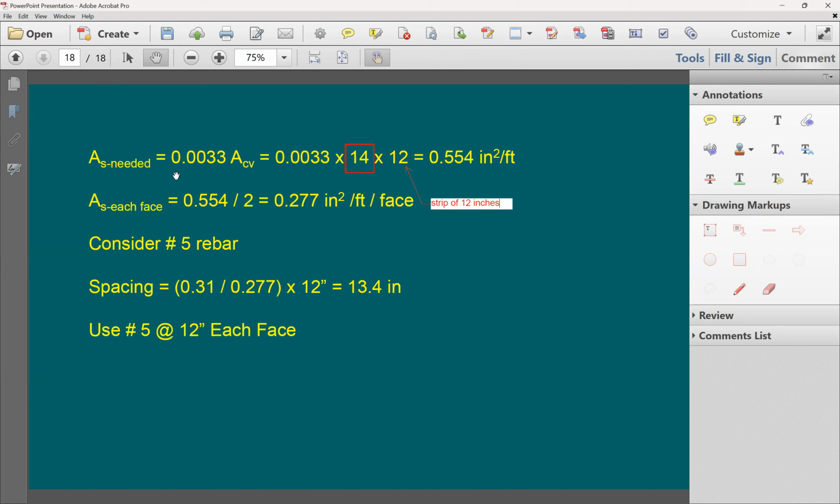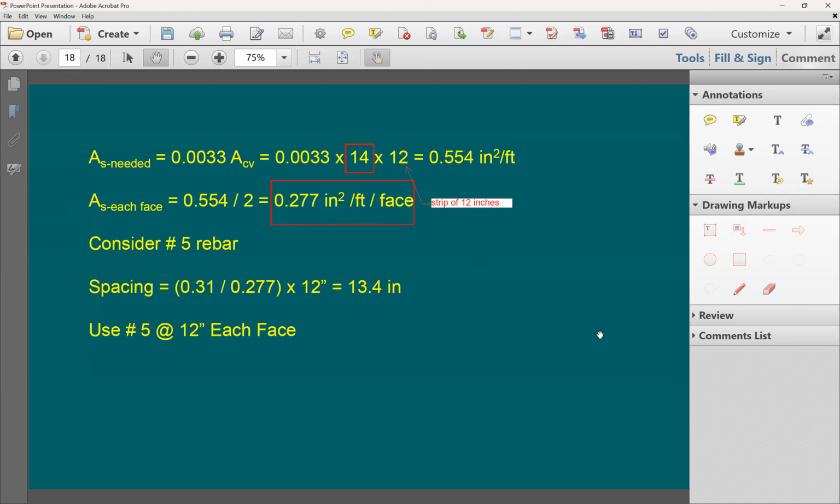With that, I'm going to have what is needed as steel on both sides of the wall per foot. So you take the 0.033. This is what you need to add there to satisfy the minimum and the strength, times 14 wall thickness, times 12 inch for a strip. This is what you need, 0.554 for both sides. For each face, this is going to be 1/2 of the 0.554.